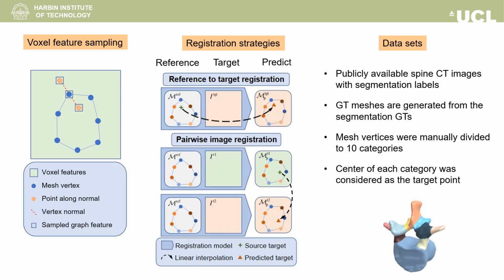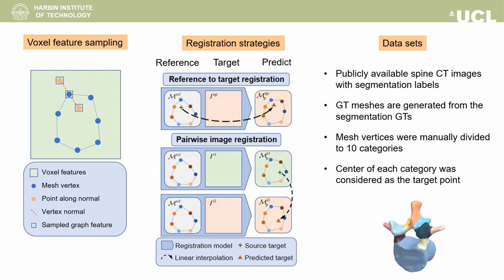The voxel feature sampling is shown in the left picture. Those voxel features are resized to the same shape first and interpolated with the mesh vertex coordinates. To extend the spatial information, some points along the vertex normal are also used to sample the voxel features. Points along the normal are shown in orange in the picture. These sampled feature vectors are concatenated together as the graph feature for the vertex.